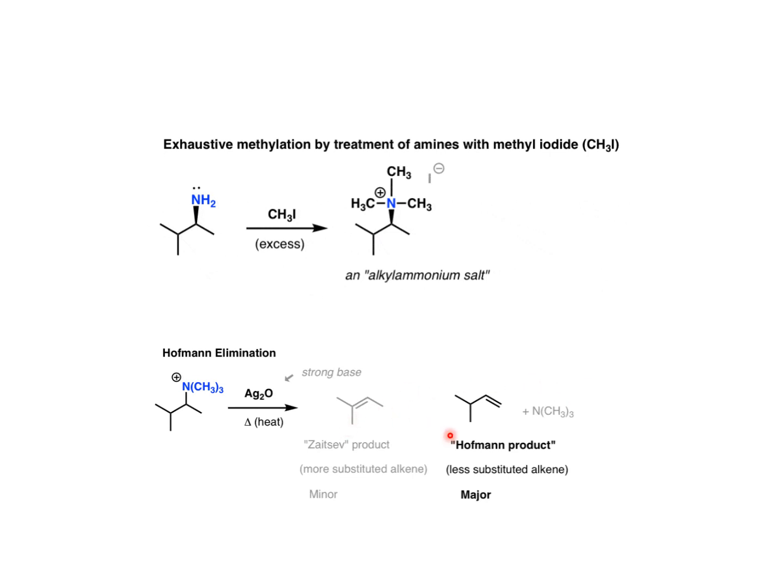Okay, and this alkene consists of major and minor product, and the major product is the anti-Zaitsev product, where the less substituted alkene will be the major, and the minor will be the more substituted alkene.